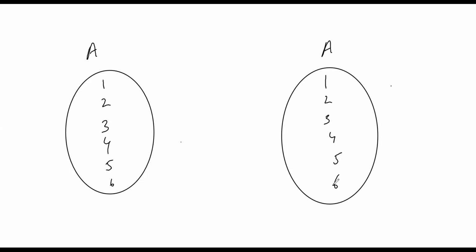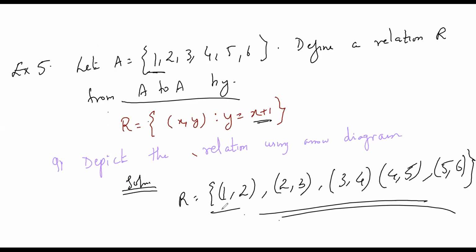Now, go back to your relationship. How did I get this? I got this by using, I'll just change the color here. This particular thing. 1 comma 2. If I substitute 1, I'm getting the second value as 2. 7 I'm not writing because in A there is no element like 7.